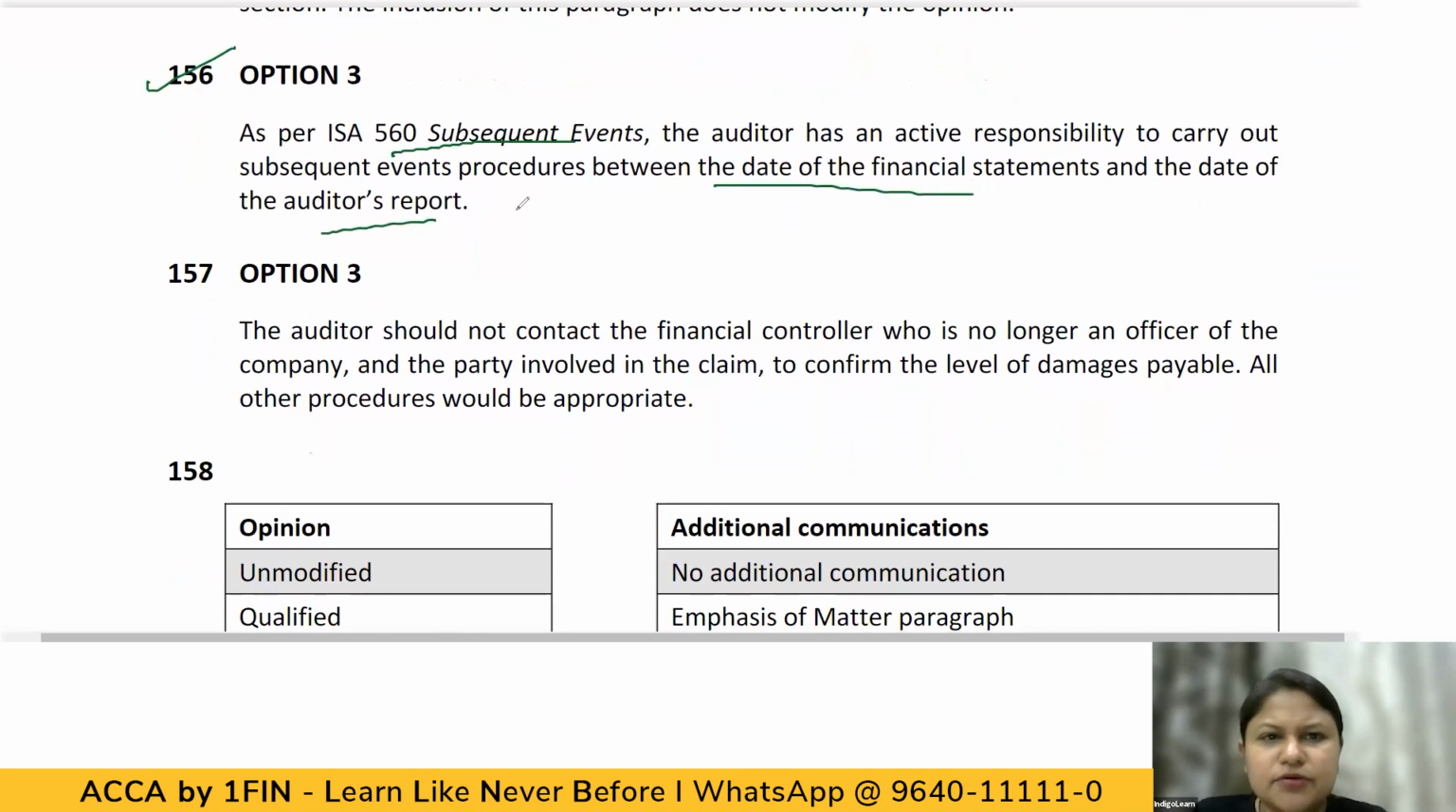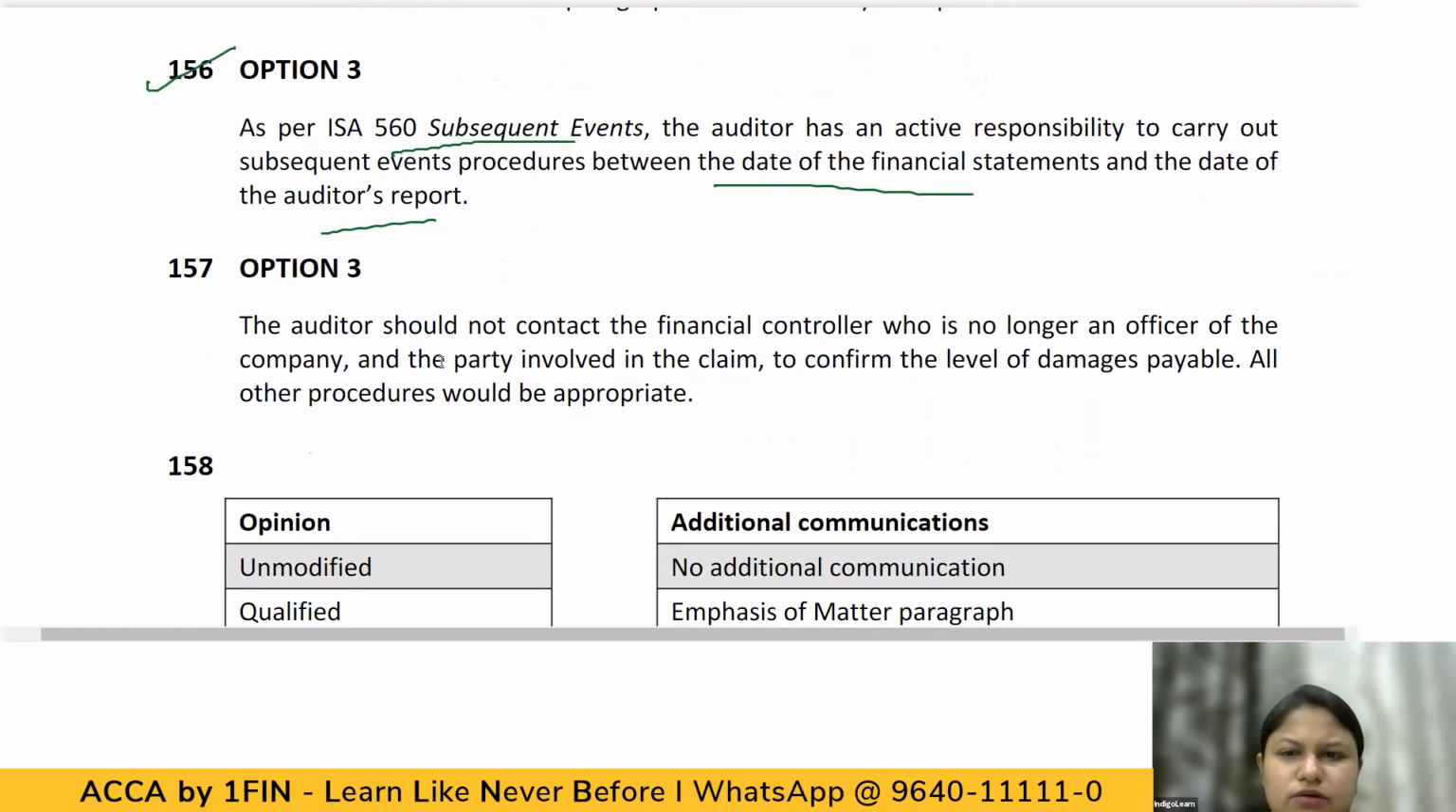And that's the reason the earlier question did not make much sense. Okay. The explanation regarding going concern, right? So option 3 is correct. 157 talks about, the one which I told you that you don't have to contact the financial controller. So all the 3 procedures were correct, but you don't have to contact the financial controller because he's no longer the officer of the company and is a party involved in the claim. So how can he confirm about the level of damages and all that?